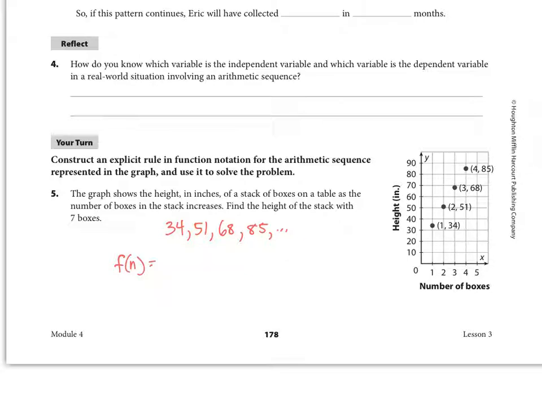f of n equals my first term plus our common difference. Now, I didn't actually write down how to get the common difference. I forgot to do that. So we calculate the common difference by doing 51 minus the previous term, right? Second term minus the first term. And it looks like I get 17. And that's times n minus 1.